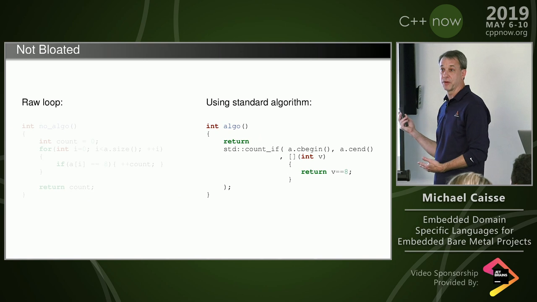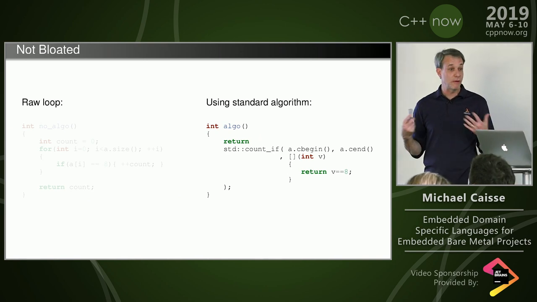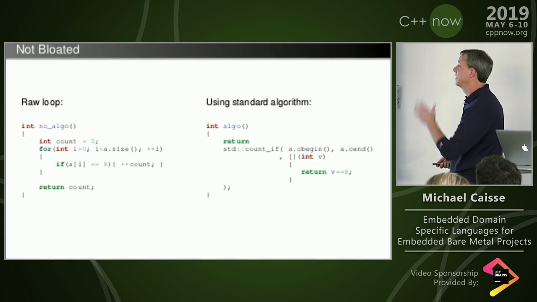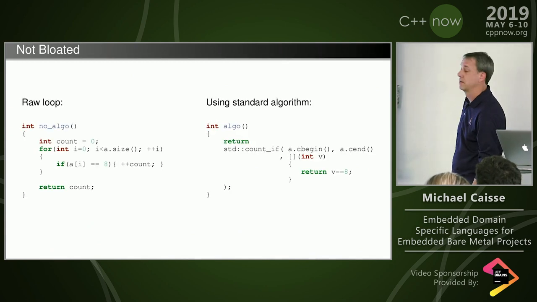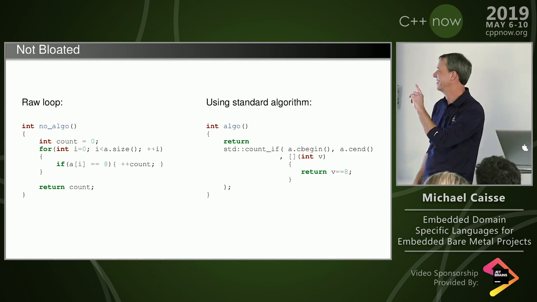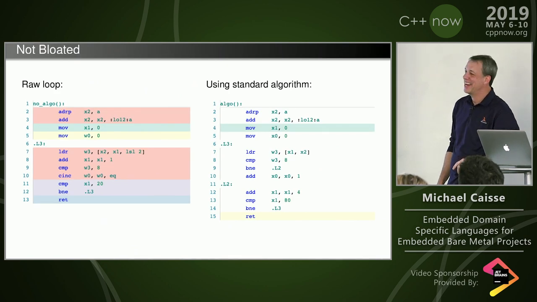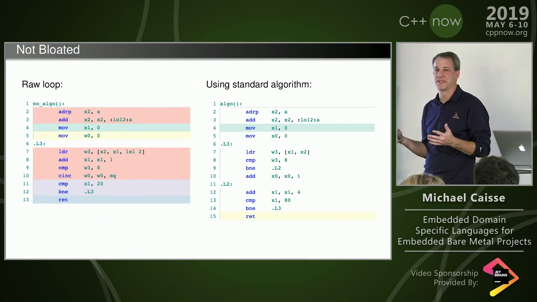But on the right, we've got a standard algorithm, because we have a perfectly good algorithm that will count the number of occurrences of something. All right. Now, I like this a lot more than I like that. Okay? No comments from the back. They basically produce the same code.